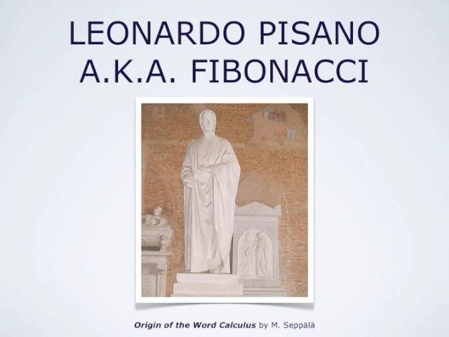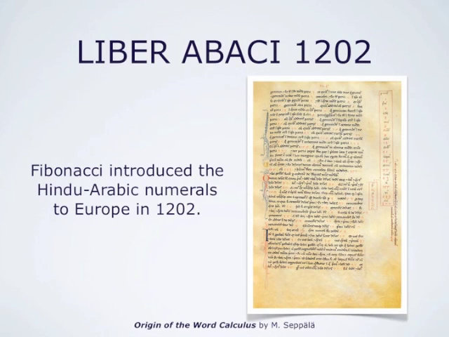Fibonacci traveled in the Middle East together with his father, who had business dealings there. And he found out that Arabs were computing differently. They used Hindu-Arabic numerals, and these are the numbers we nowadays use in Europe. So Fibonacci introduced the Hindu-Arabic numerals to Europe in 1202. Here is a picture of the book called Liber Abaci, published in 1202, in which Fibonacci explains how these Arabs and these Indians were performing computations.